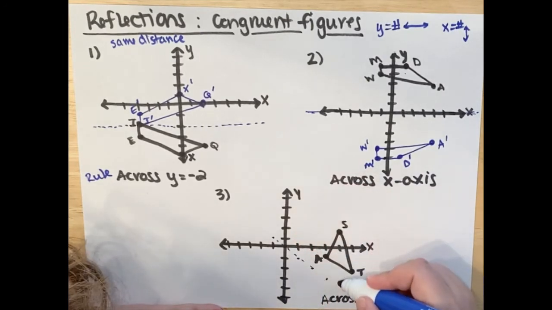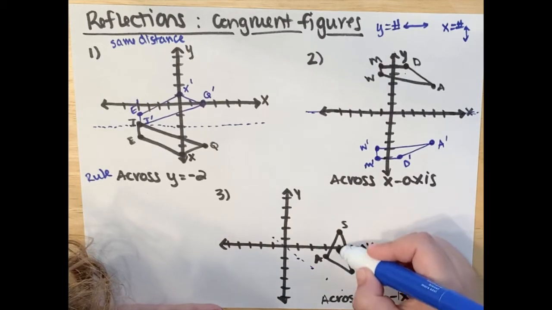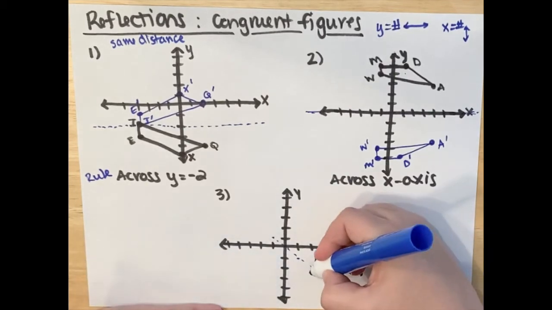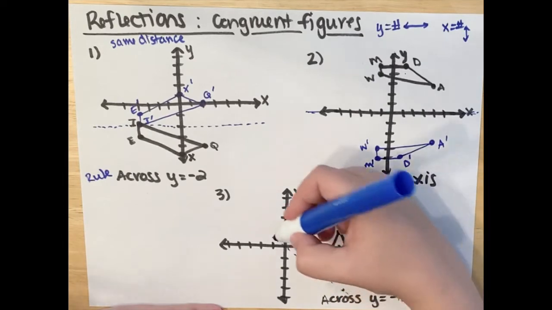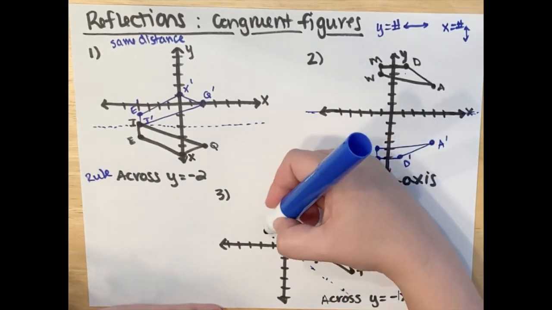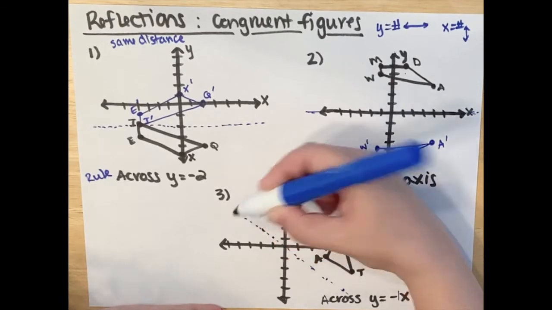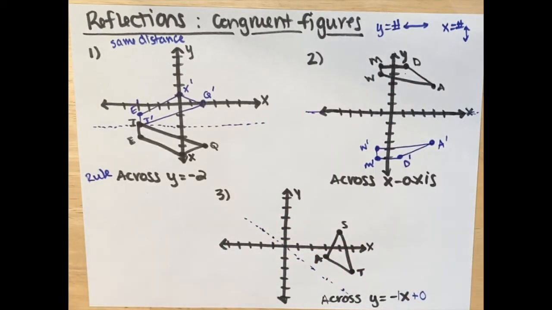I'll do one more just to make sure I get a good diagonal, since I'm not dealing with graph paper here. Okay. And I'm going to do one more this direction. Looks about right. Okay. So this is the line I'm reflecting over this time. This is my line of reflection.